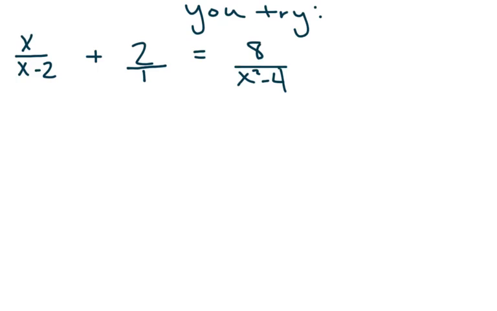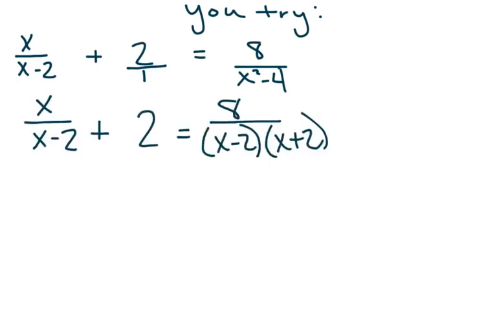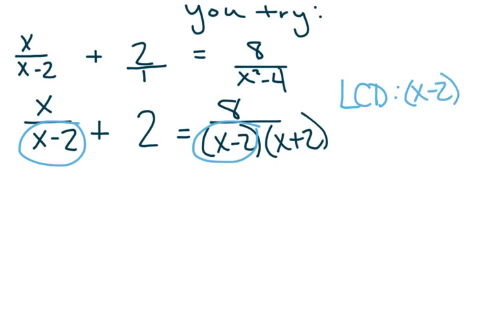So the first thing you need to do is factor it completely. Now that I've factored it, I can see that I definitely need an x minus 2 as my LCD. I don't really need to consider the 1 on the bottom of the 2. That's just kind of redundant. And then the only other thing that I haven't included is this x plus 2. So my LCD is going to be x minus 2 and x plus 2. I'm going to put that on the top of all 3 fractions.